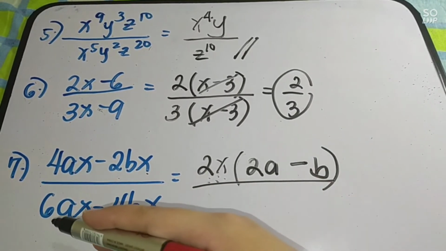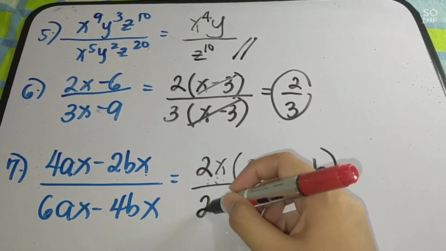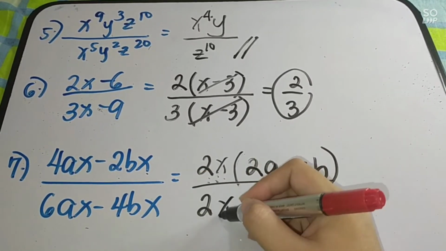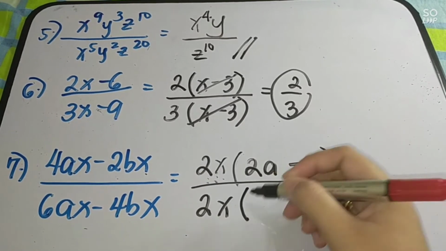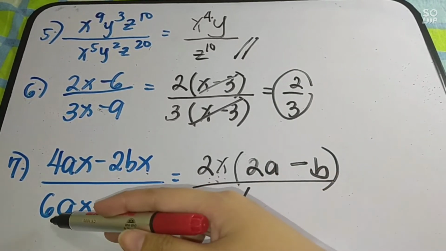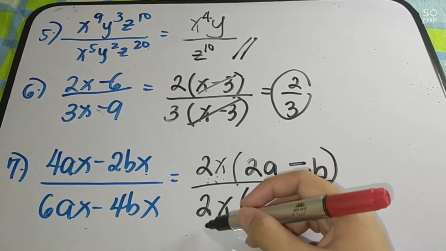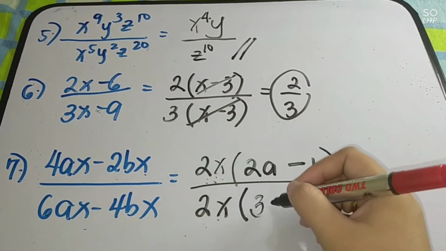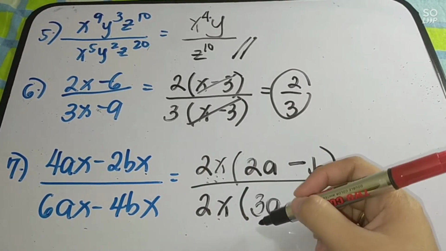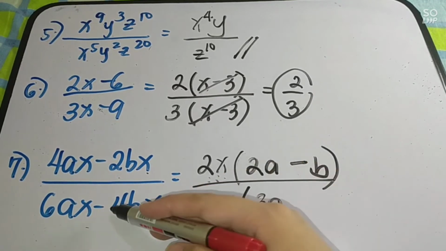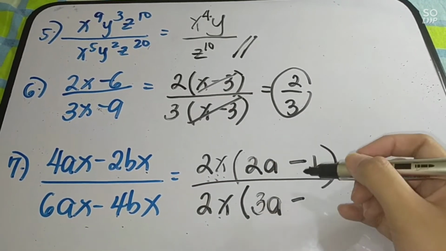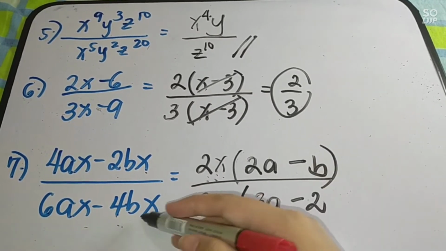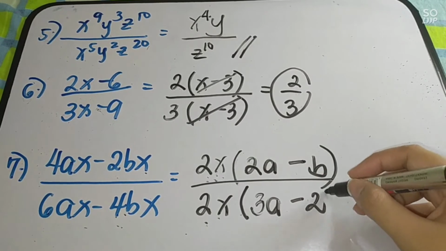Over. 6 and 4, divisible by 2 ulit. Then, si A and B, wala ulit. X and X, divisible ulit. So, we have here 2X. Open parenthesis. Then, the rest divide. 6 divided by 2, the answer is 3. So, walang A dito. Dito meron. Just copy A. Then, X divided by X is 1. So, wala na si X. Next tayo. Negative. 4 divided by 2, the answer is 2. Then, X at X mawawala, matitira ay si B.